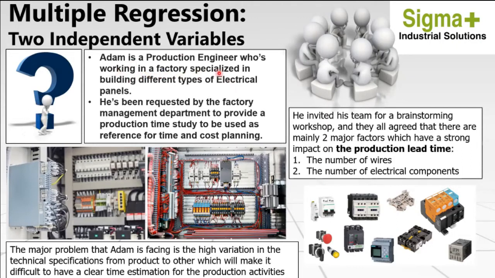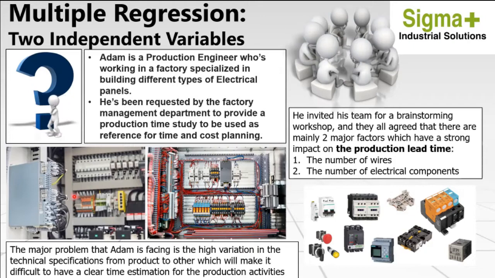Adam is a production engineer working in a factory specialized in building different types of electrical panels. He's been requested by the factory management departments to provide a production time study to be used as a reference for time and cost planning. The major problem that Adam is facing is the high variation in the technical specification from one product to another, which makes it difficult to have a clear time estimation for the production activities.